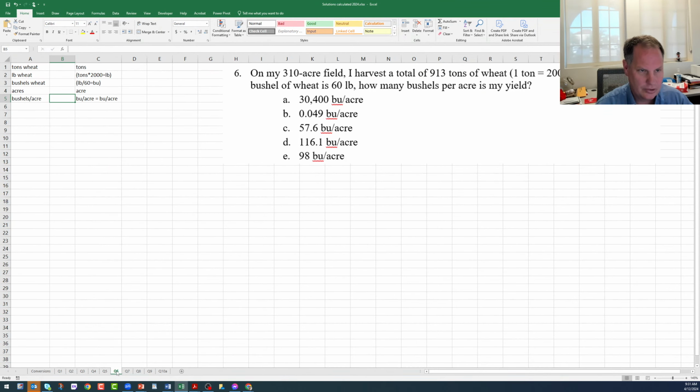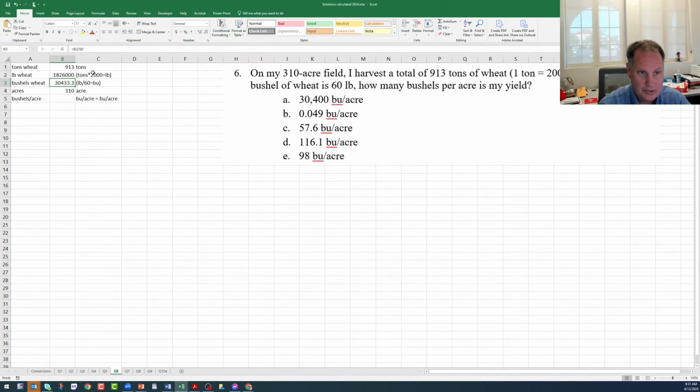All right, moving on to question 6. I have a 310 acre field, so I'm going to go ahead and put that in here. Harvested a total of 913 tons of wheat, and I need to figure out what my bushels per acre is. So let's go ahead and convert this tons to pounds, and then a bushel of wheat is considered 60 pounds, so I'm going to do that divided by 60, so that gives me my total bushels.